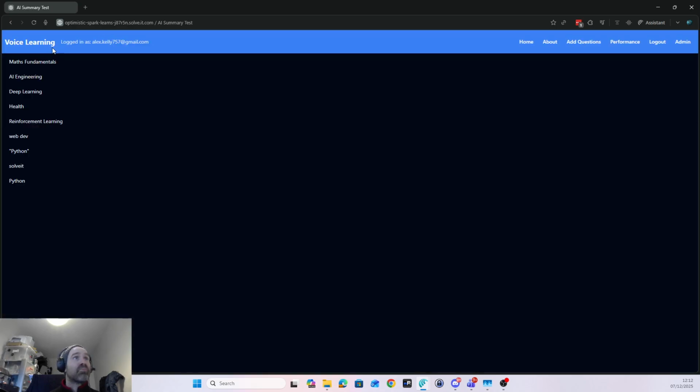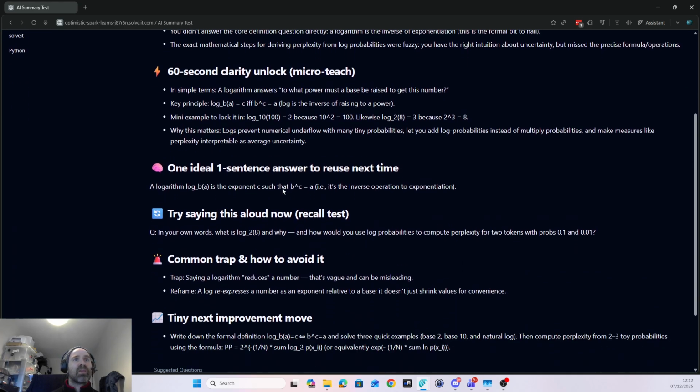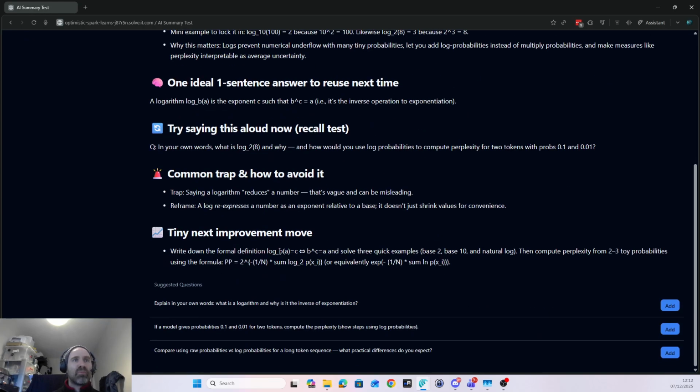Here we go. So I've got maths fundamentals. Okay. What you're doing well, applying consistent, thank you. You correctly spotted the use of the algorithm to determine decision to help. And then it just gives me a few clues. I've really got to work on this prompt. But what we also get at the bottom here is we've got explain why logarithms and why is inverse. So it's suggesting questions based on what I've got wrong.